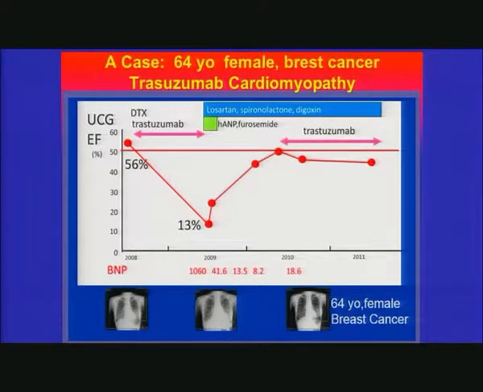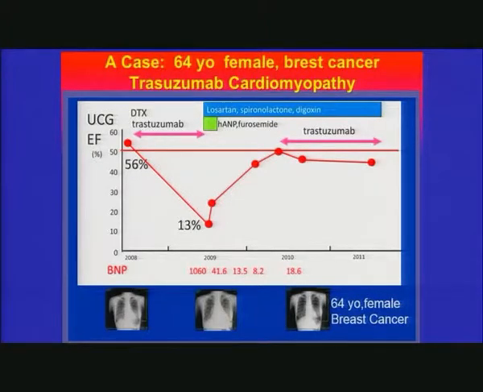And this is a 46-year-old female with breast cancer. Before the treatment, she showed an ejection fraction of 56%. And we started adriamycin and Herceptin here. One year later, the ejection fraction decreased by 13%. She complained of heart failure. BNP is increased.